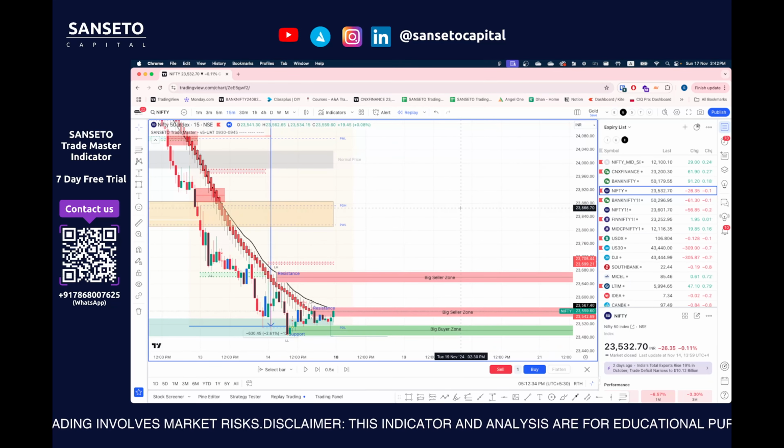Okay, people who are trading in Nifty, Bank Nifty, Fin Nifty, Mid Cap Nifty, you can use this. You'll get to see how the market structure is being analyzed by the indicator. This will really help you guys.